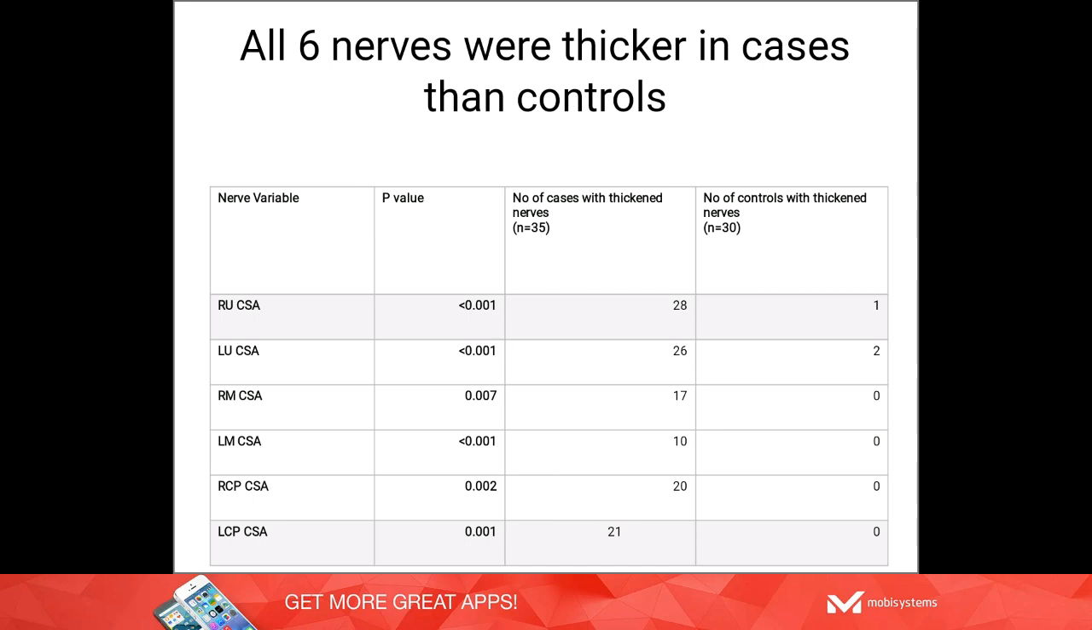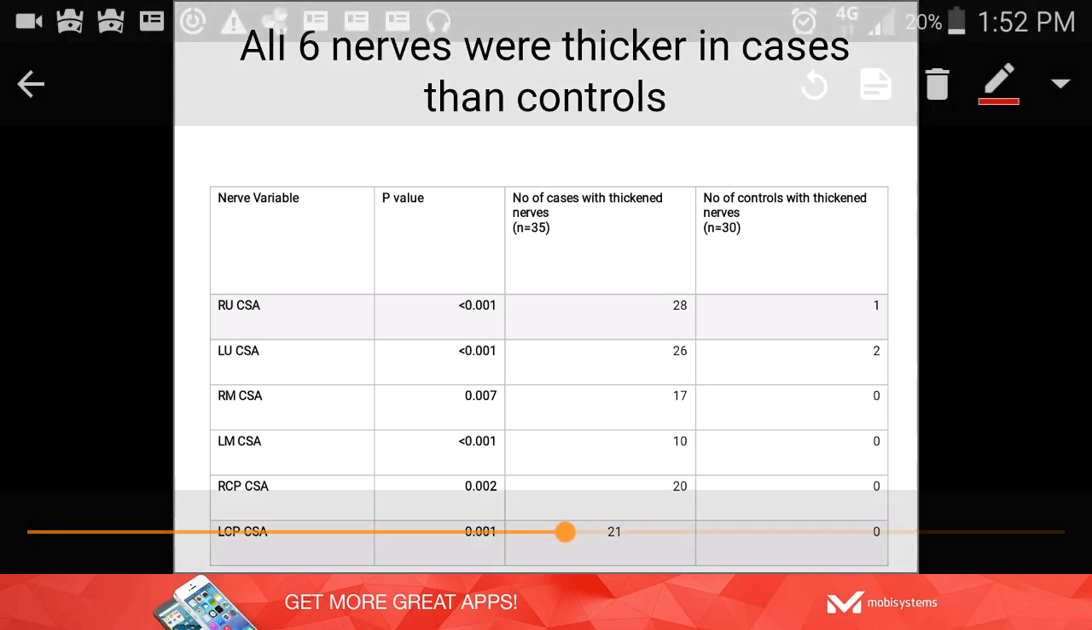In all our 6 nerves, that is the bilateral ulnar, right and left, median, as well as common peroneal, it was significantly thicker in our patients when compared to the controls, and all the p-values that we see here are significant. And we have also shown the number of patients as well as controls with thickened nerves, and there was a significant difference that was noted.